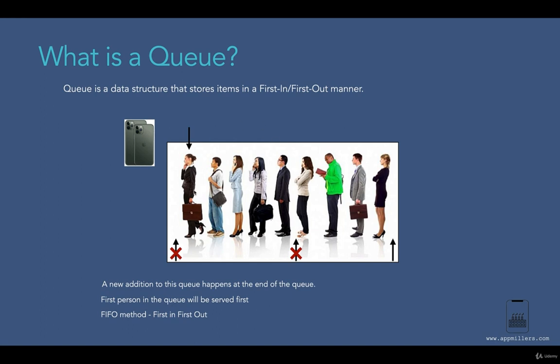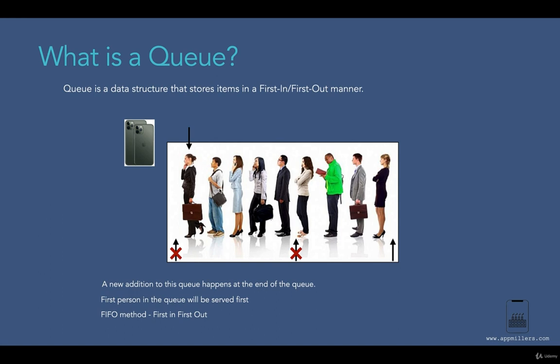So this means that whoever comes first, she or he will get the iPhone first from the store. In this queue, this lady came first and she will get the iPhone first as soon as the store opens, and then the second one and the fourth one, and it continues like this. Now if we compare this behavior of the real life queue with the queue data structure, we can see that in the queue data structure we also follow the FIFO method. So this means that whichever element comes to the queue first goes out first.